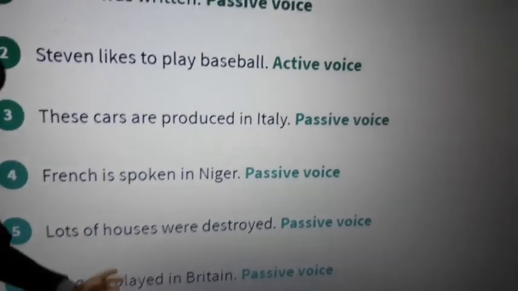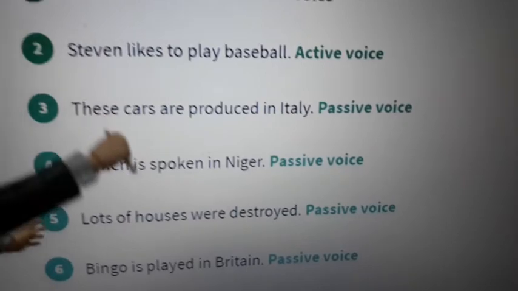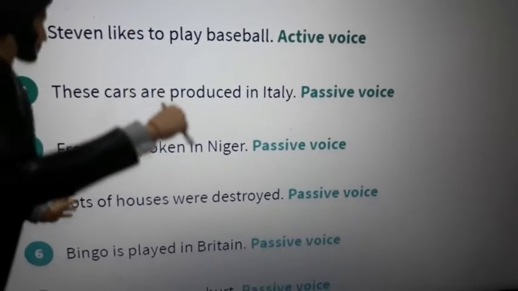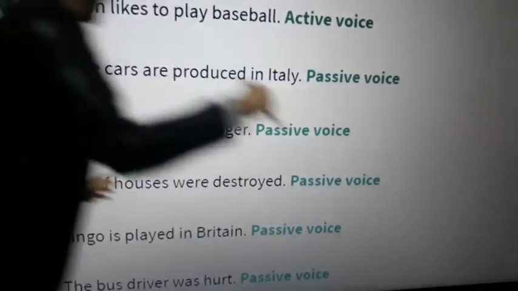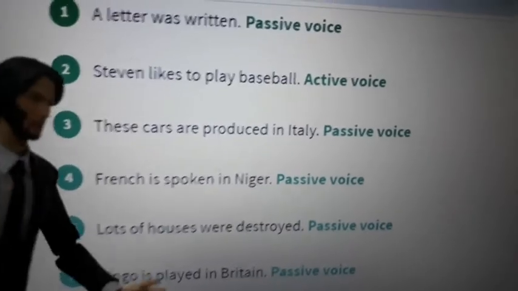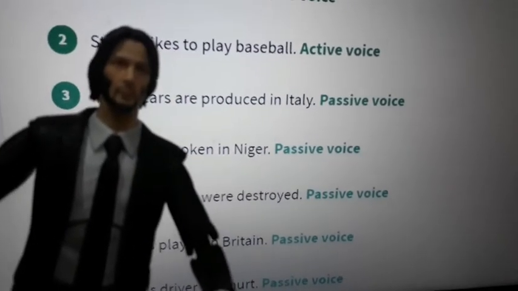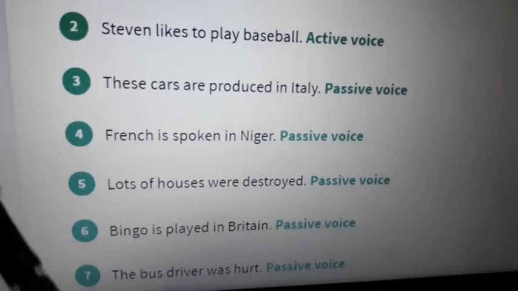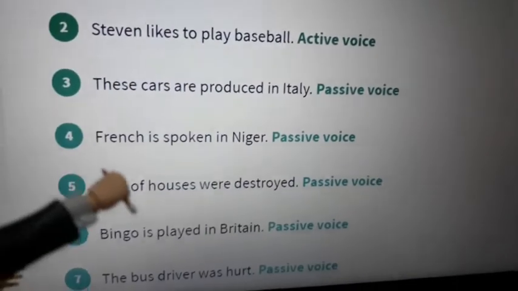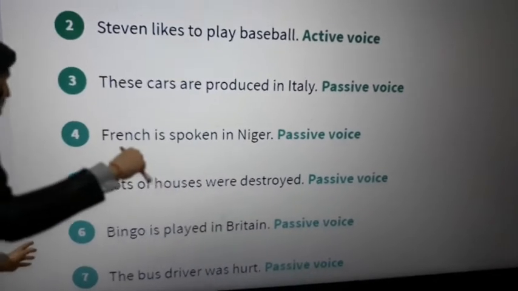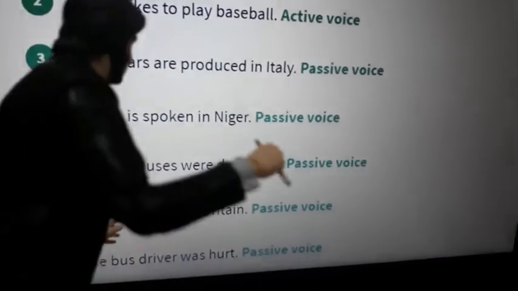Number three, passive voice, same. These cars: object, auxiliary to be, verb in past participle, and a complement in this case. These cars are produced in Italy. That is passive voice. We are talking about what happened to the object. French is spoken in Nigeria. Passive voice, because we're talking about French as an object. Object, to be, verb in past participle, and a complement.